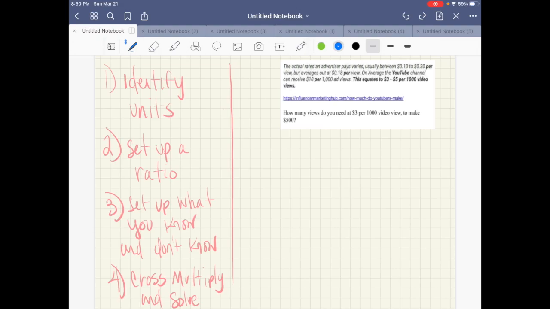All right, so I thought this would be an interesting problem for the budding YouTube stars. So what an advertiser pays is about 10 cents to 30 cents per view, which averages out to about 18 cents per ad view. So that's about $18 every time an ad is viewed 1,000 times, right?